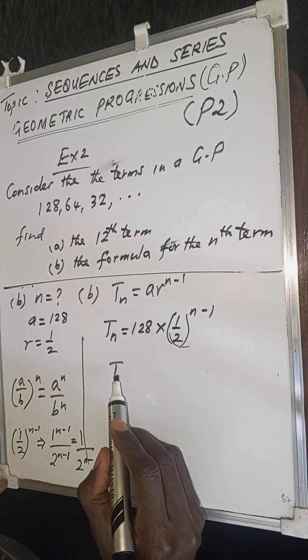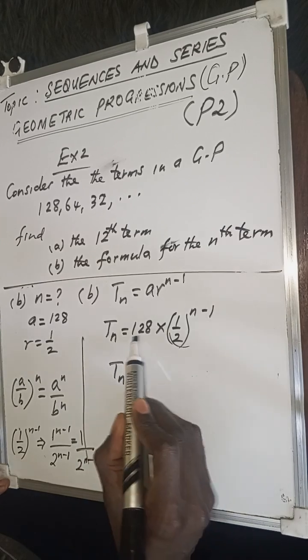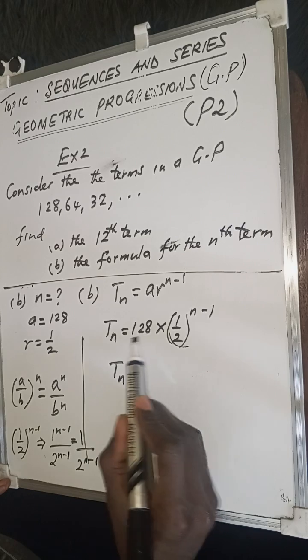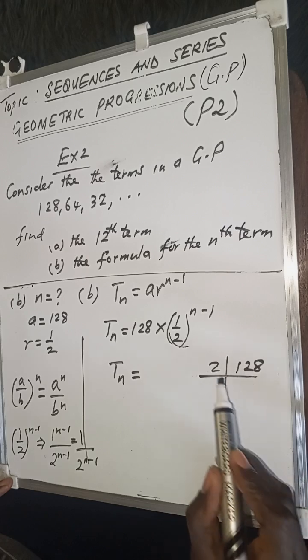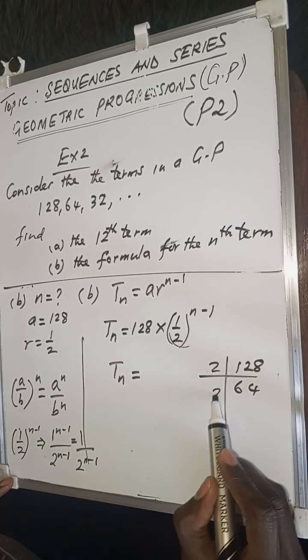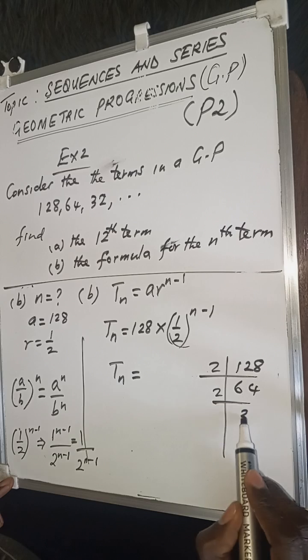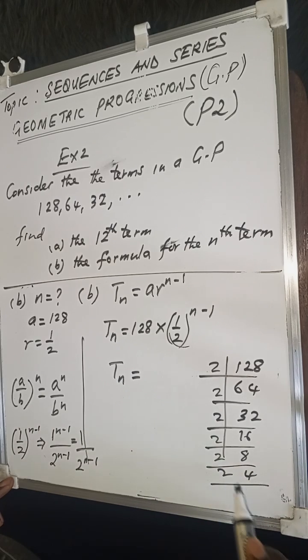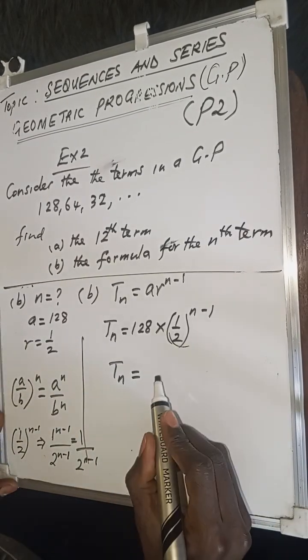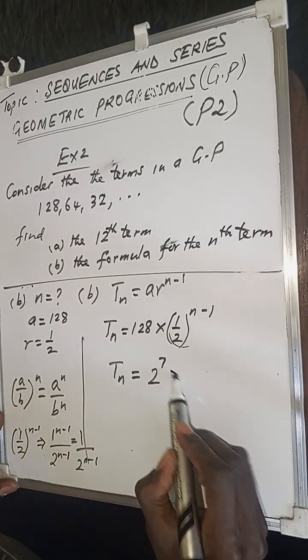So this is going to give us Tn is equal to, remember, in terms of 2, if you are not so sure, you can get your 128 and start dividing by 2. It is going to give me 64. 2 there will give me 32. 2 there will give me 16. 2 there, it will be 8. 2 there, it is going to give me 4. 2 there, it is going to give me 2. 2 there, 1. So how many 2s have gone into 128? 1, 2, 3, 4, 5, 6, 7. So meaning that your 128 can actually be written as 2 raised to the power 7.